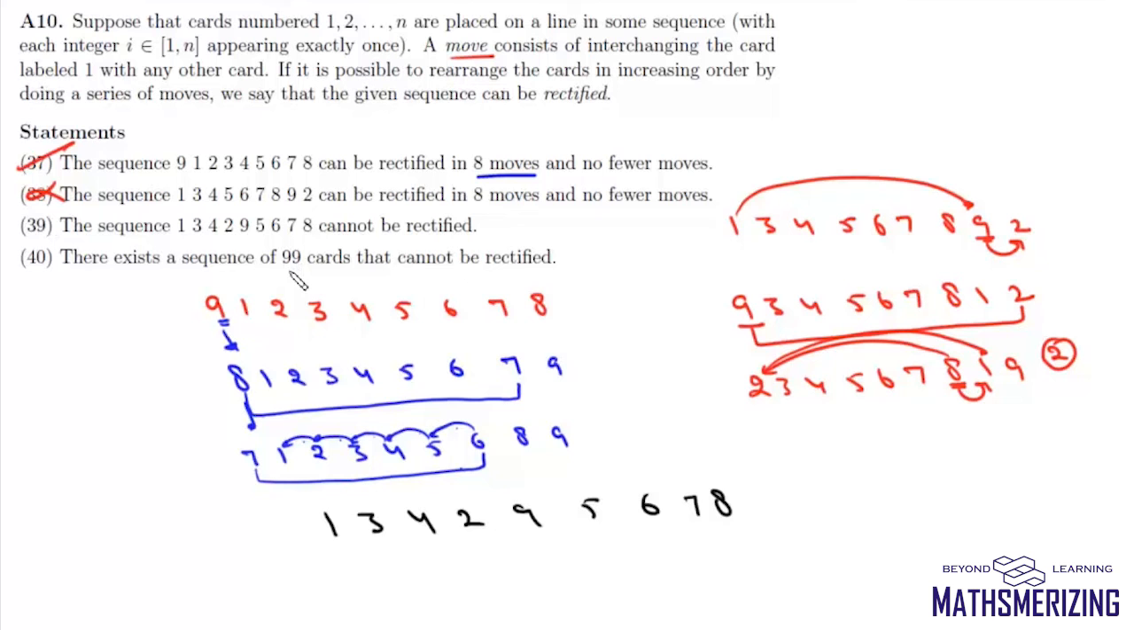Now in 39, it says we are given a sequence and it cannot be rectified. Now basically, once we have any sequence of numbers, it is possible to write an algorithm using moves to sort it out. So any sequence can be rectified, and therefore this 39 is incorrect. And this 40, in which we have 99 cards, can also be rectified. So that means this 40 is also incorrect. So the only correct statement in this case is statement 37.